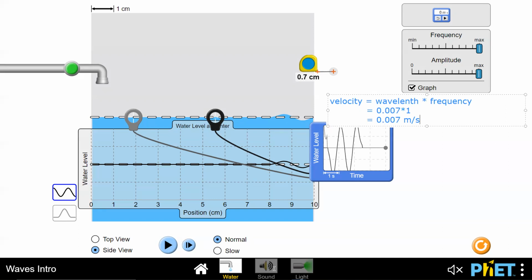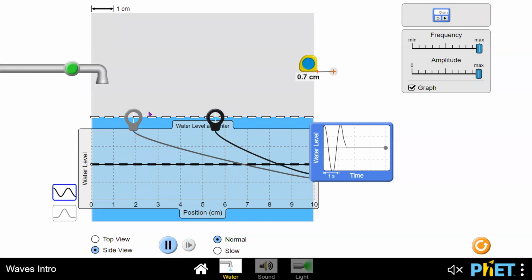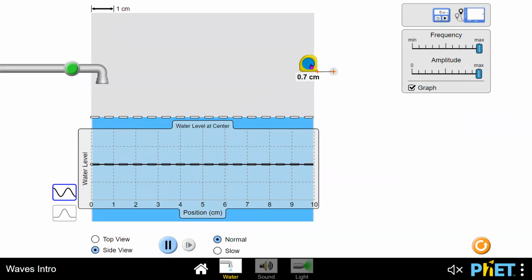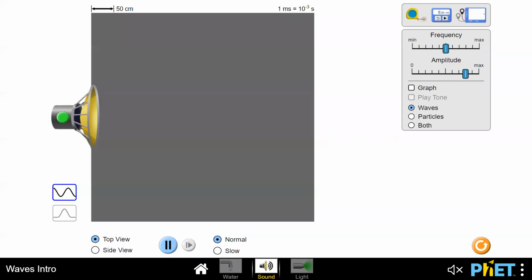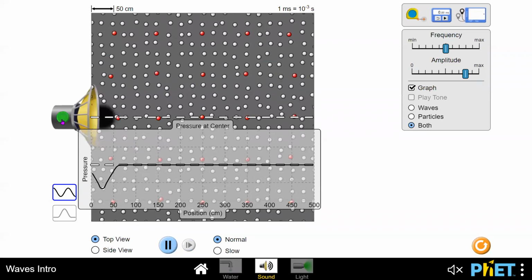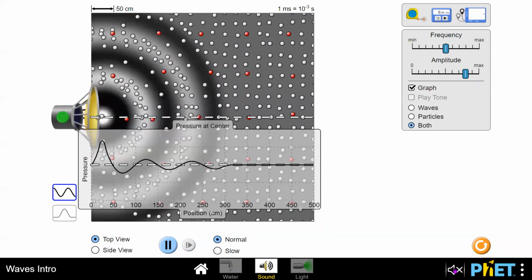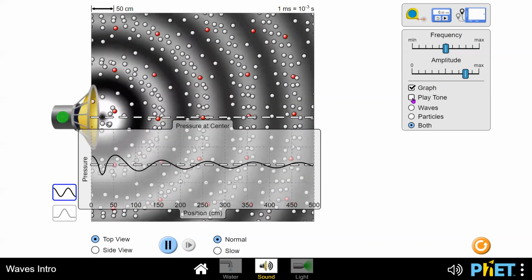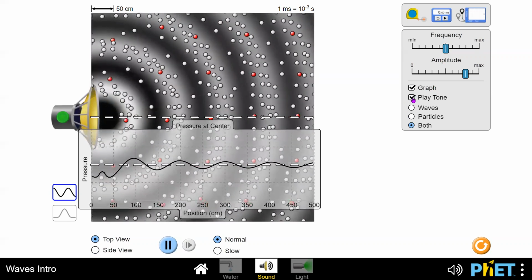If I click here on the sound, let me go back, clear everything from here, and then put it back, put this box also back, and let's go to the sound wave. What will happen with the sound? Okay, if I click on graph, play tone, both, and play here, right? And if I turn the sound on, okay, listen to the sound.